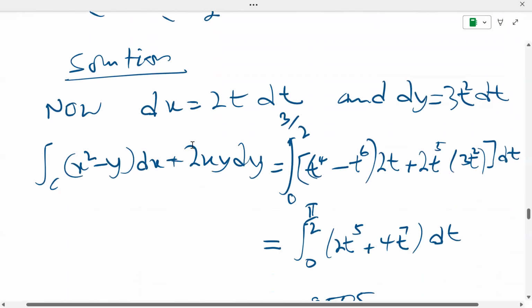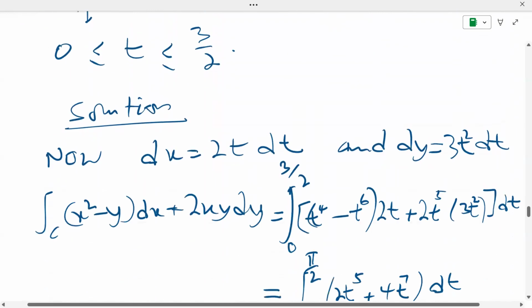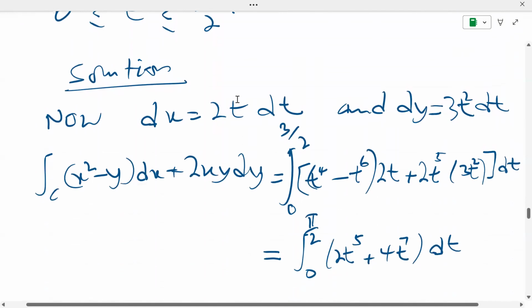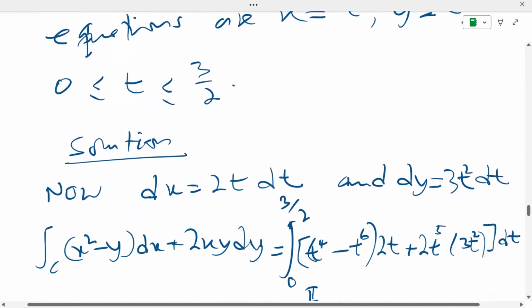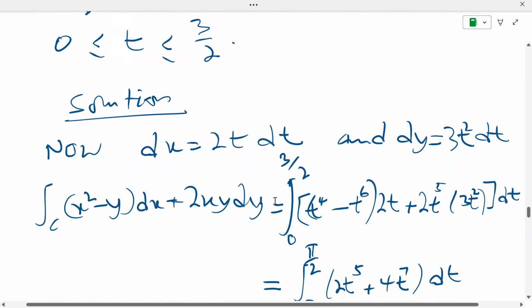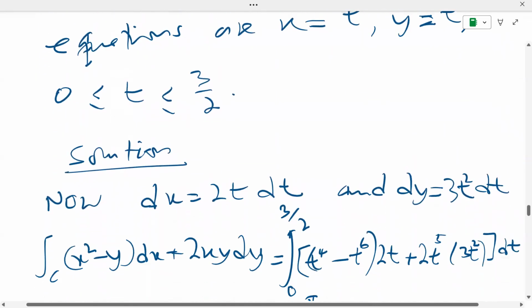So now our dx will be 2t dt, and then our dy will be 3t squared dt. From the question, we have our x, so we get 2t, dx is 2t dt, and then y, 3t squared dt. So that's why we have them here. So we go back to the question. Now, we know our x, we know our y. They were all given in the question. So x is t squared, y is t cubed. So we'll do the substitution. So we get t raised to the power 4, and y becomes t raised to the power 6, because we have the value here.